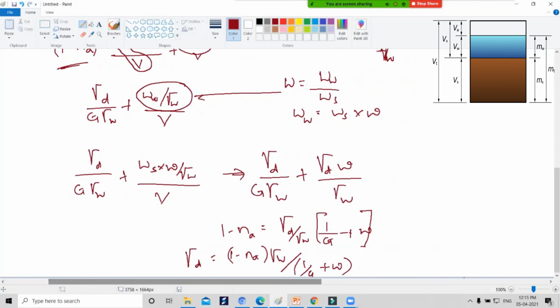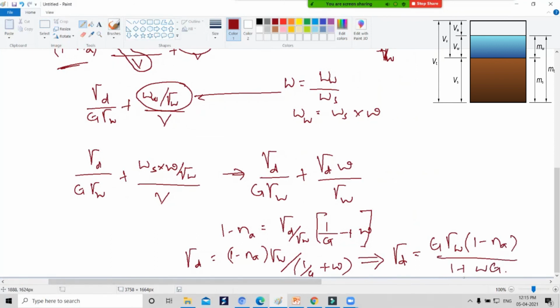The final equation we got is, simplifying this again, rho D is equal to G rho W into 1 minus Na divided by 1 plus wG. Simple. This is the equation, the relationship between unit weight and the percentage of air voids. Simple. Thank you.